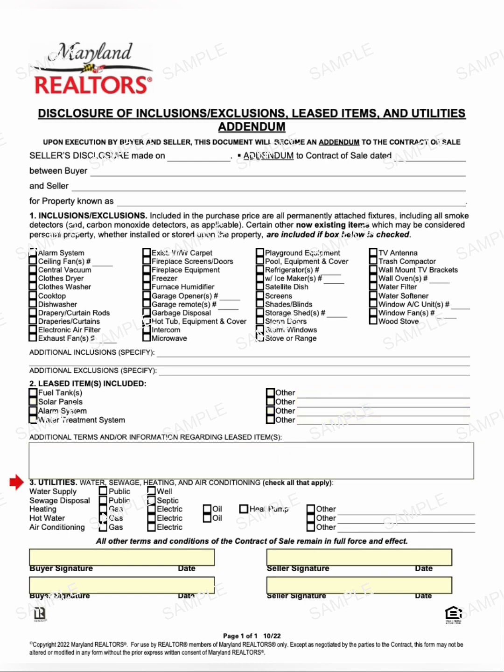Item 3, utilities, water, sewage, heating, and air conditioning. So this is where you put what your current utilities are. You'll put the supply of water and the sewage supply. You'll put public or well, public or septic. Heating, you'll put whether it's gas, electric, oil, heat pump, or if it's another, you'll put whatever that is. Hot water the same, and then air conditioning also the same. So you'll want to mark whatever those utilities are being used from and just disclose that here. All other terms and conditions of the contract of sale remain in full force and effect, and the buyers and the sellers will sign and date.